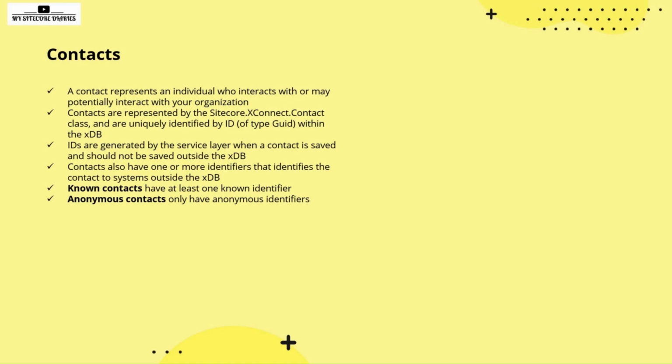Like if you are storing the email, so that you know who that contact is. So that is your known contact. Anonymous contacts only have anonymous identifiers. The Sitecore tracker creates a contact during the web session.